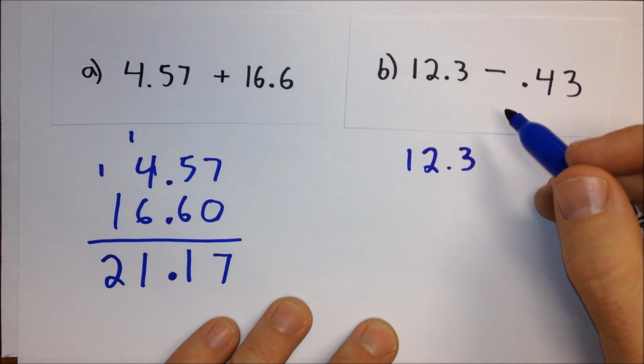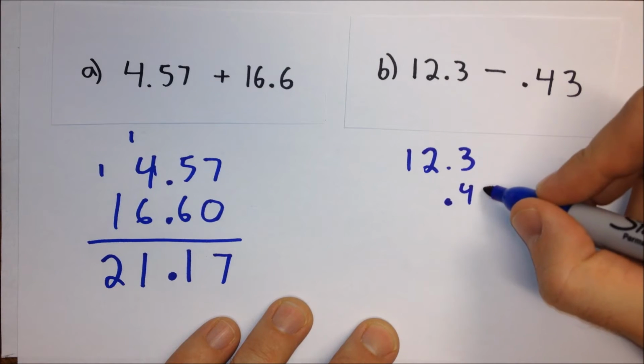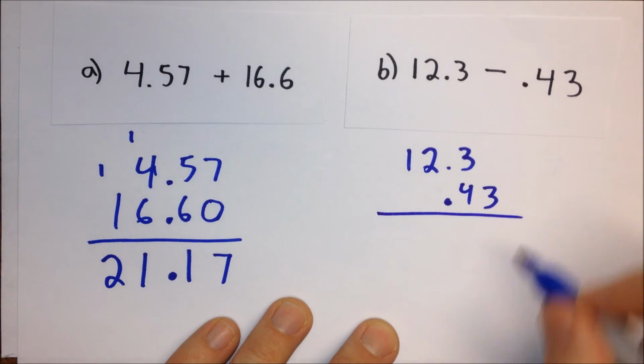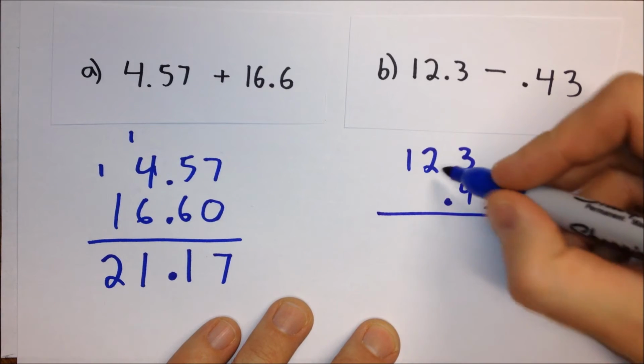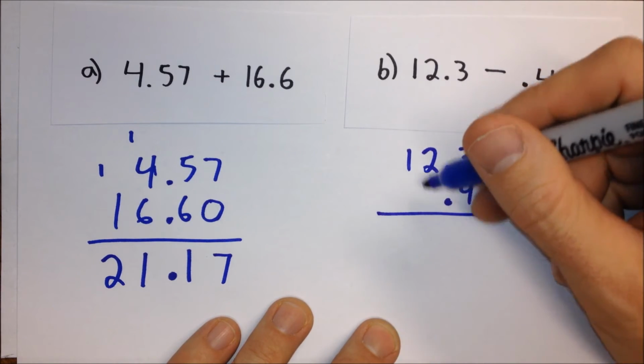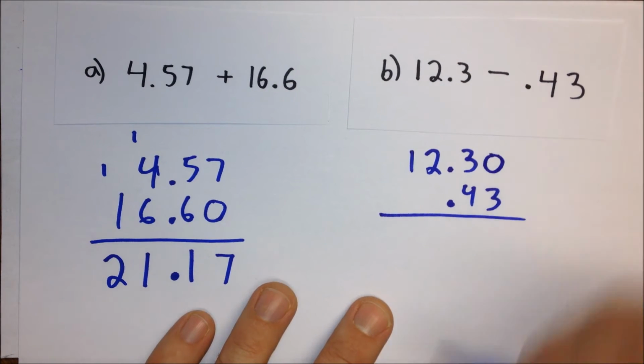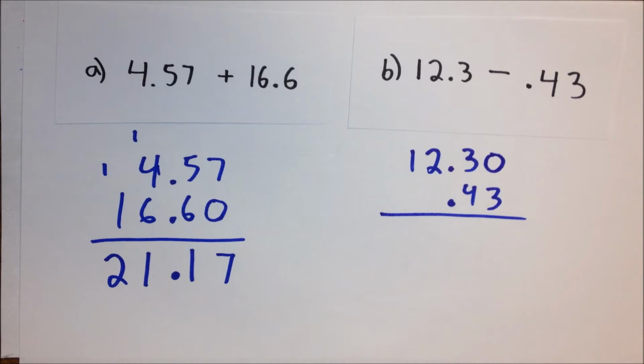And so what we need to do is align the decimals. So I need to align that decimal here. I need to do 0.43, and I need to put a bar below it. And now notice I've lined it so I can subtract tenths from tenths, I can subtract ones from ones, etc., etc. I'm going to go ahead and put a 0 here. I think that's going to make my life a little bit easier.